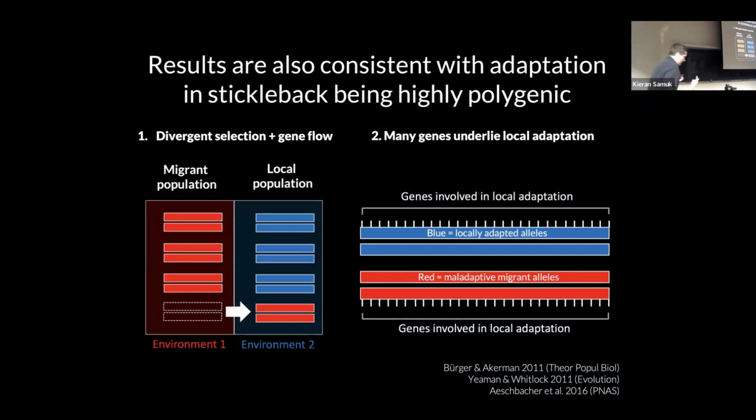Another, remember we were talking about the original assumptions of the model. This also supports this idea that adaptation is polygenic. If adaptation isn't polygenic, we shouldn't see this pattern. If it's all driven by a couple of loci or something, we should not see this pattern. And so this is also consistent with the polygenic architecture of adaptation in sticklebacks.